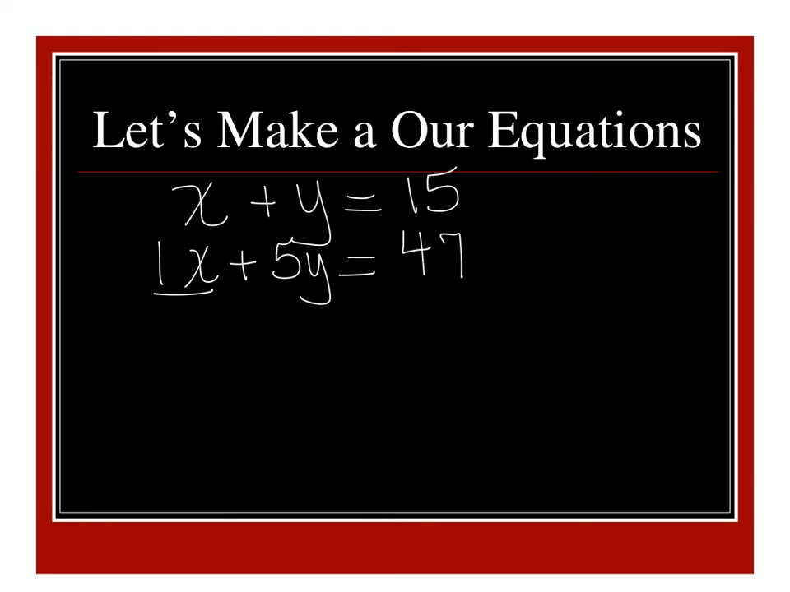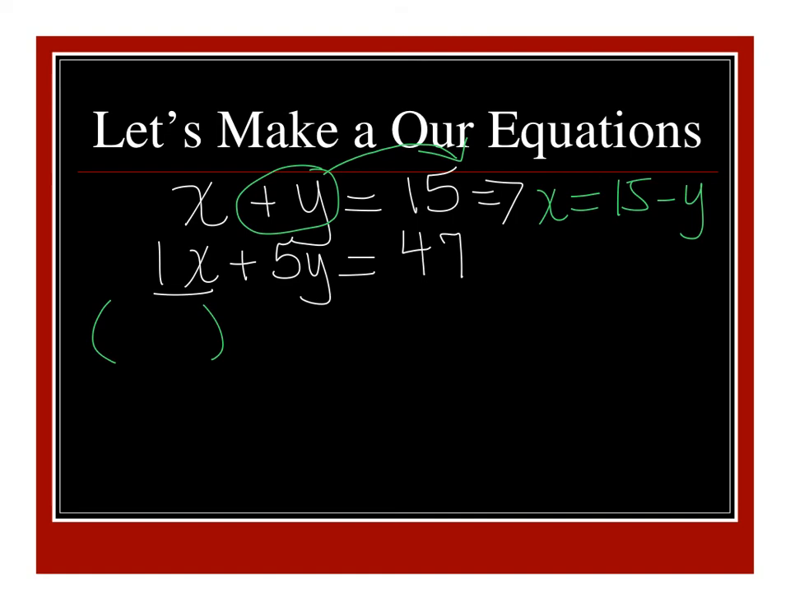Alright, so I'm going to use substitution to solve this system of equations. I'm going to take this first equation here and solve it for x. And you can do x or y, whichever one you want to. All I'm going to do is subtract y from each side, or move y to the opposite side. And when I do that, I get 15 minus y. Then I'm going to substitute. Everywhere I had an x, I'm going to put a parentheses, and inside that parentheses I'm going to substitute in the value I know to be my x.